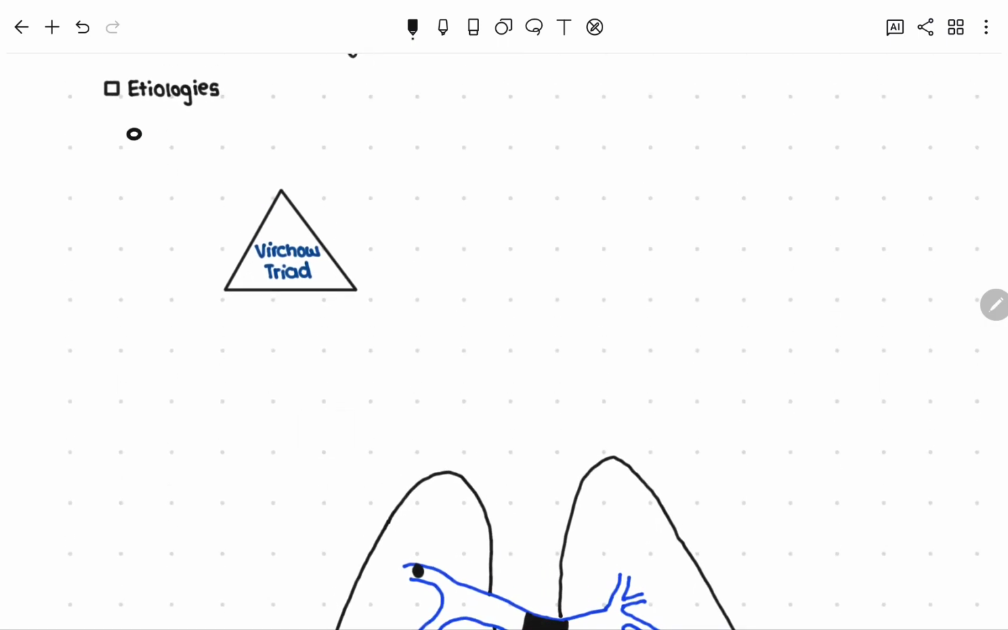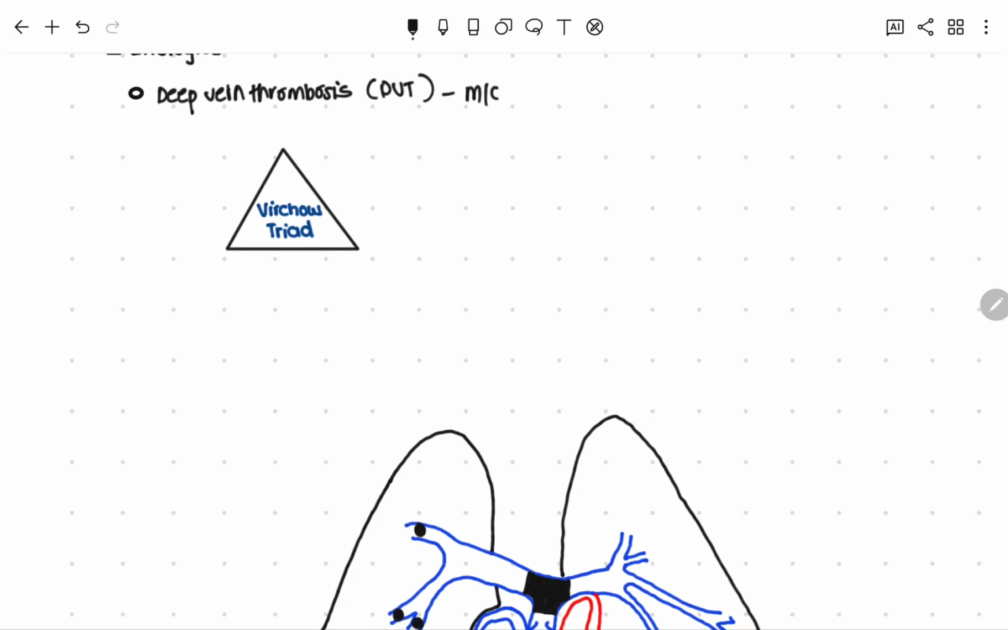In the case of a venous thrombus, because technically speaking, for an embolism to get to the right side of the heart, you would imagine that because blood goes from the veins into the right side of the heart, and the right side of the heart is what connects to the pulmonary artery, it has to be a venous thrombus that we are concerned about in this case. And so the first etiology is a deep vein thrombosis, or a DVT. This is the most common cause of a pulmonary embolism.